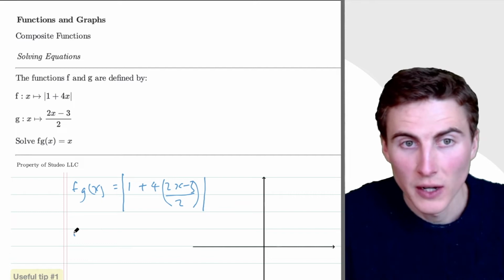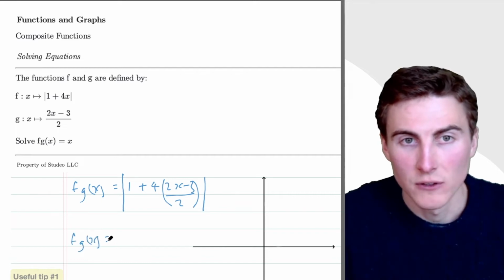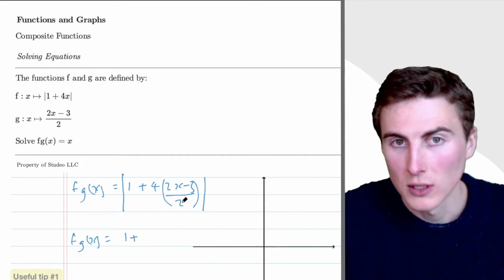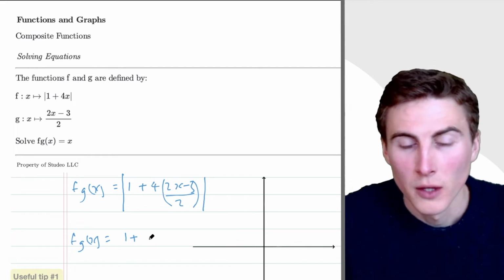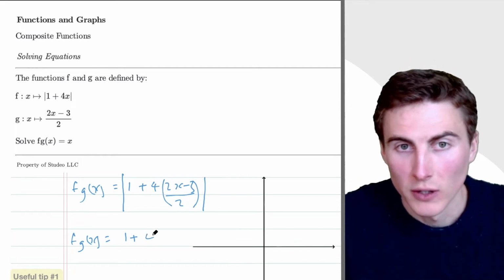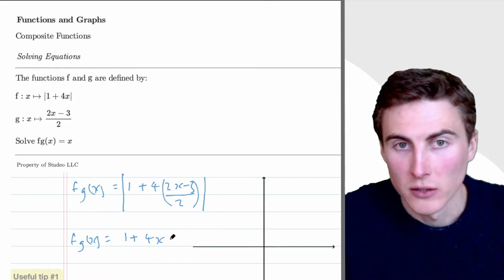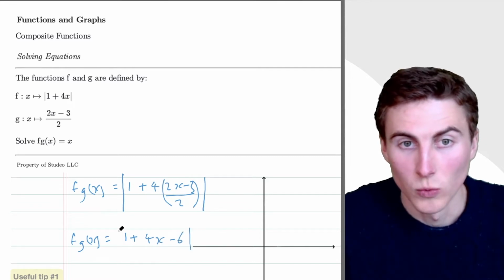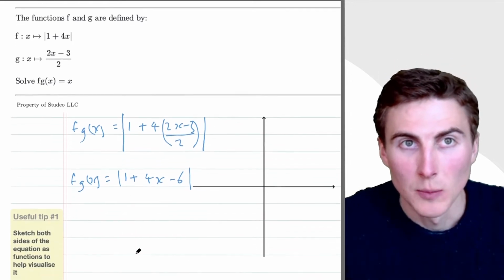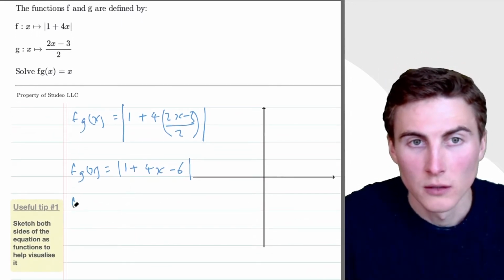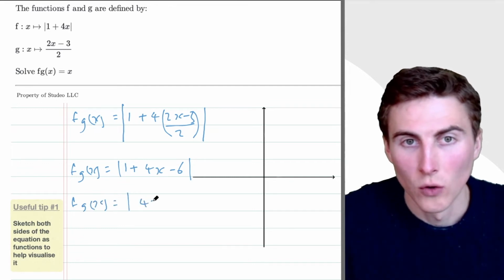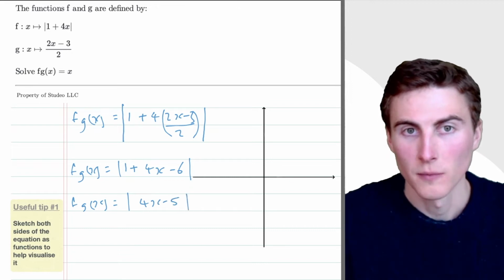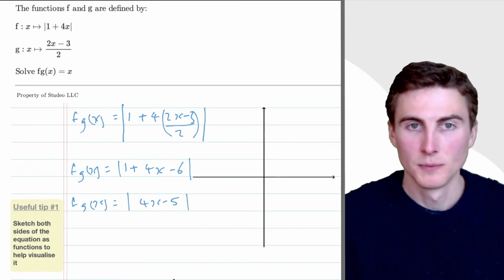Then I can go through and simplify that. So that will give me fg of x equals, and I can have 1 plus this 4 times this 2. Because the 2 is on the bottom, it will cancel out and be a 2 on top. And then I do 2 times 2x is 4x, and 2 times minus 3 is minus 6. And that's all within the modulus. And then we can simplify that a little bit more to find that fg of x equals the modulus of 4x minus 5. And that's it. So we've simplified that right down now.